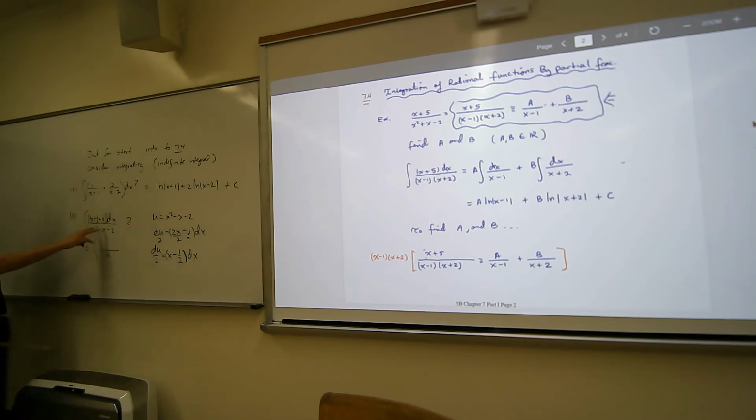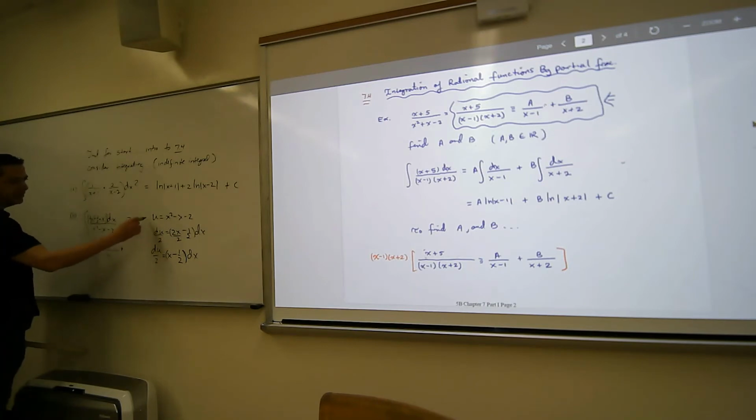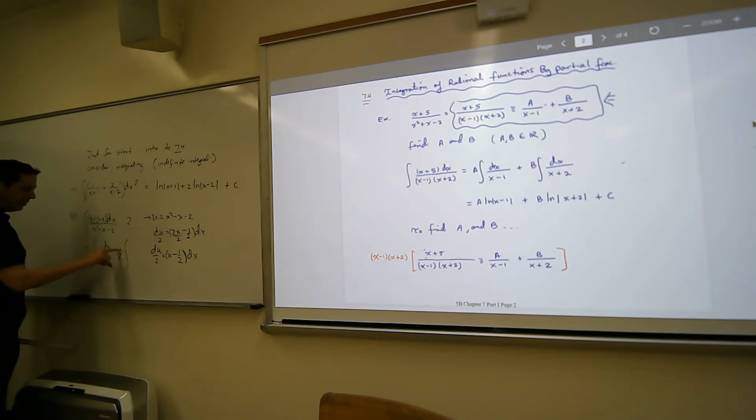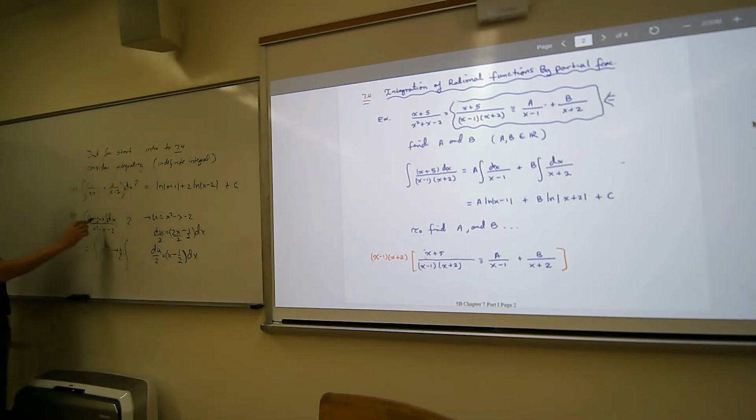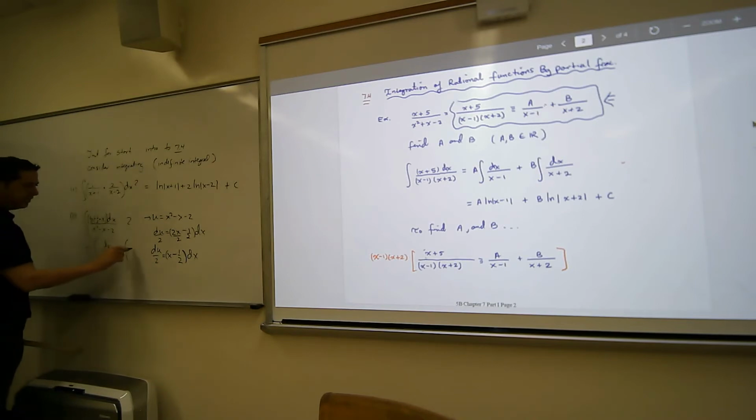There's my du over u, right? Correct? Where u is equal to that. But then I also have the plus 1/2 of the integral dx over the same quantity.